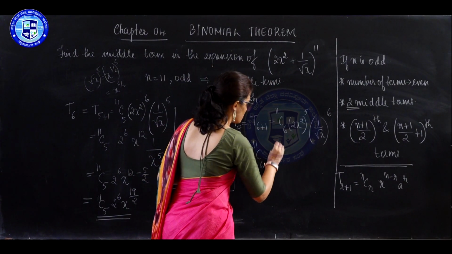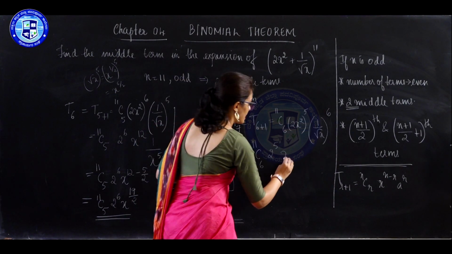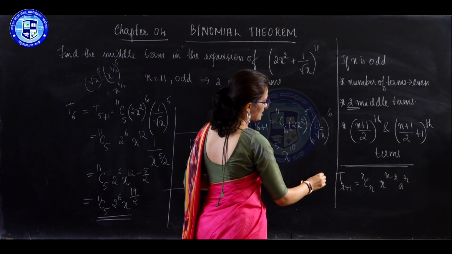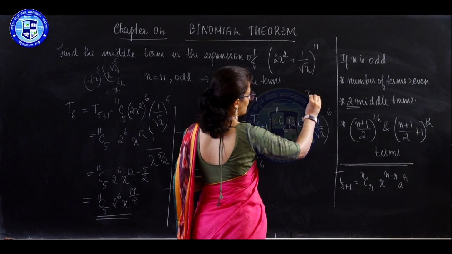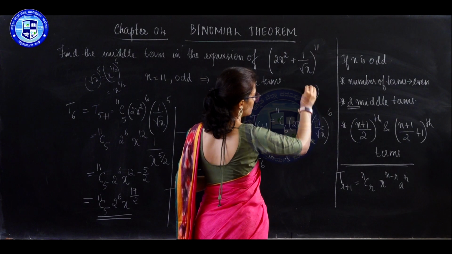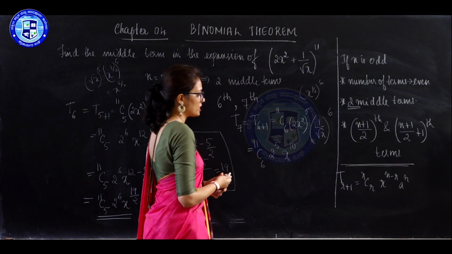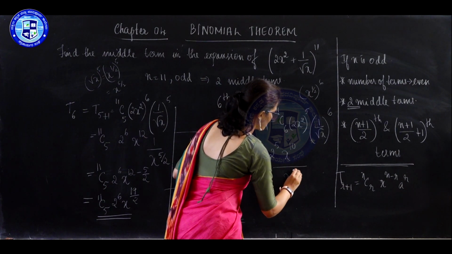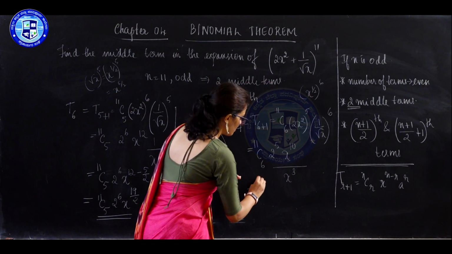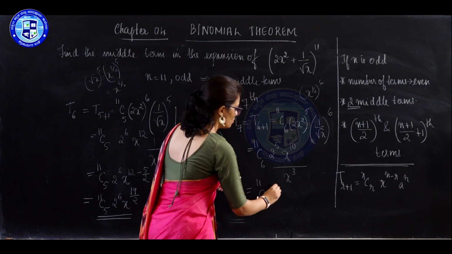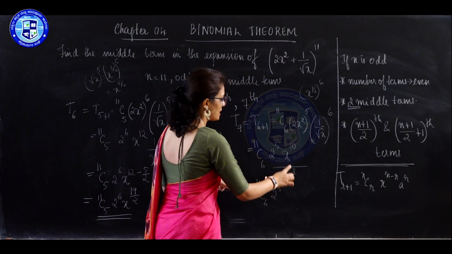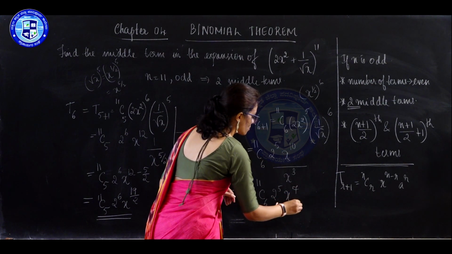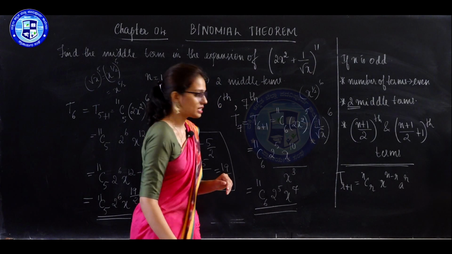Let us simplify this. 11C6 2 to the power 5, this will be x to the power 10. Now, we have (root x) to the power 6. So, how can we write this? This will be 1 by x to the power 6 by 2, that is 3, correct. So, this will be divided by x to the power 3. So, this will be equal to 11C6 2 to the power 5, x to the power 10 minus 3, that will be equal to 7. So, x to the power 7. This will be our required answer.